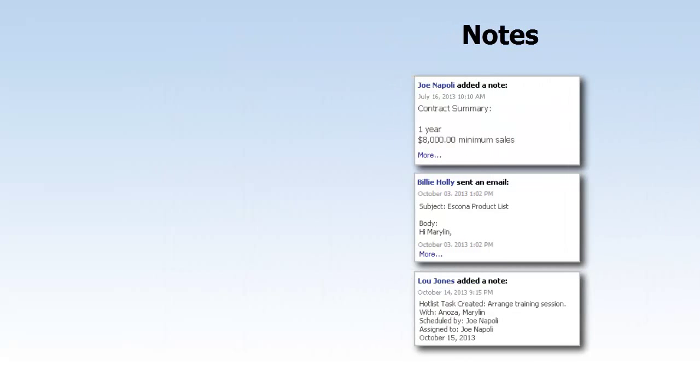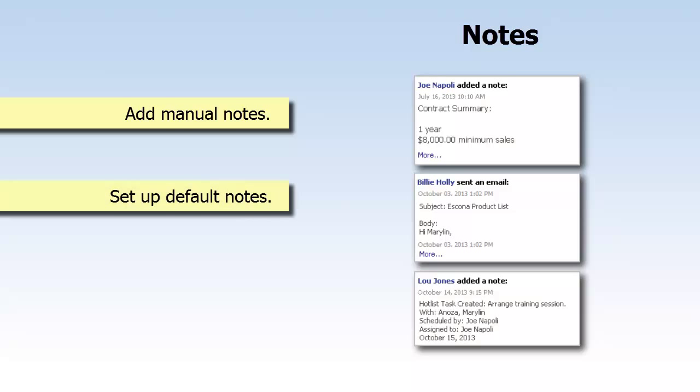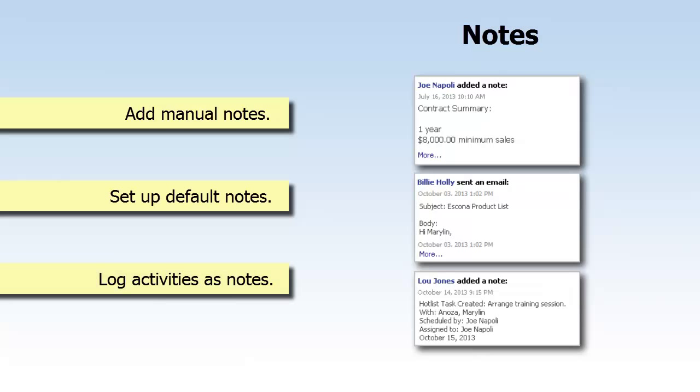Notes record activities associated with Maximizer entries. You can create your own manual notes at any time to jot down ideas on an entry. You can set up a default note so your manual notes always have the same properties. You can also automatically log Maximizer activities such as sending email or completing hotlist tasks.